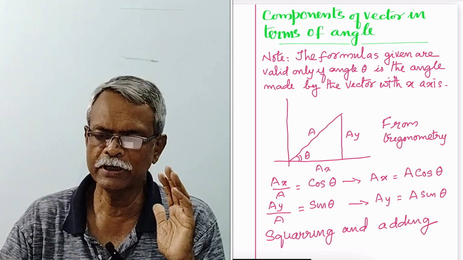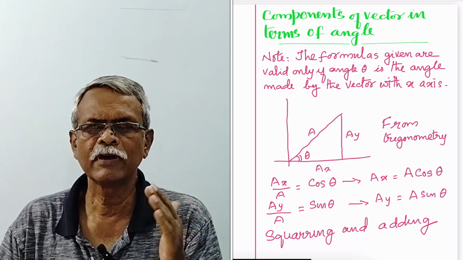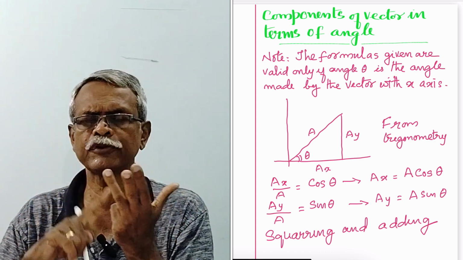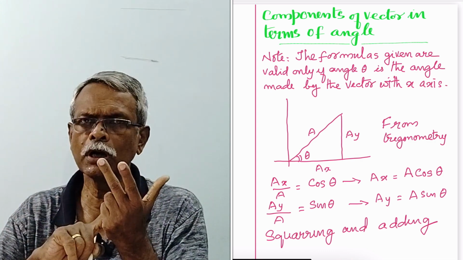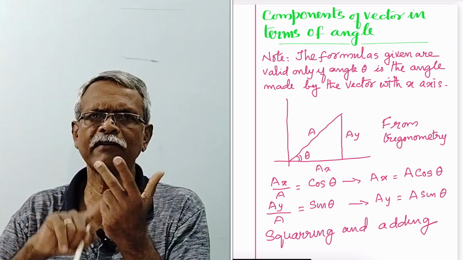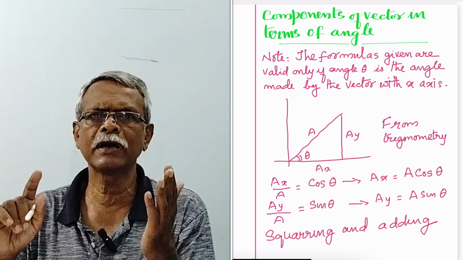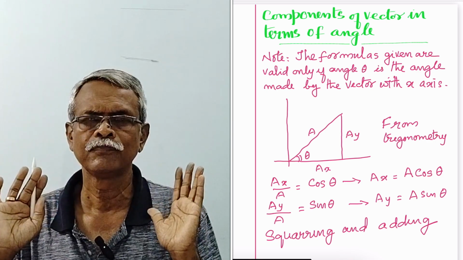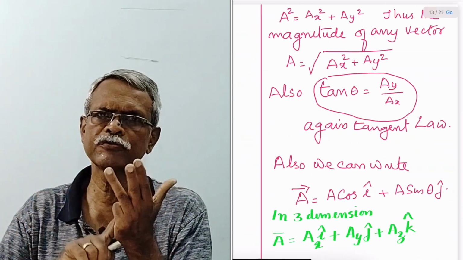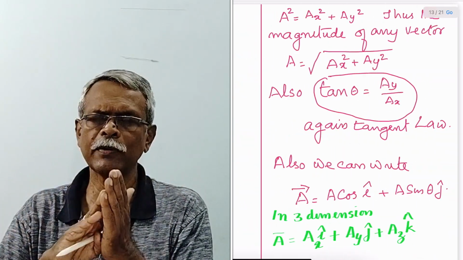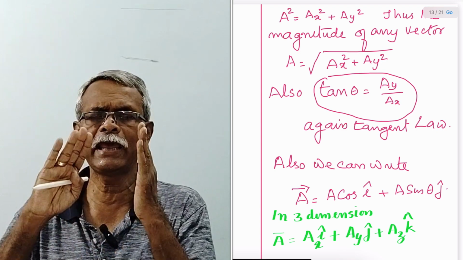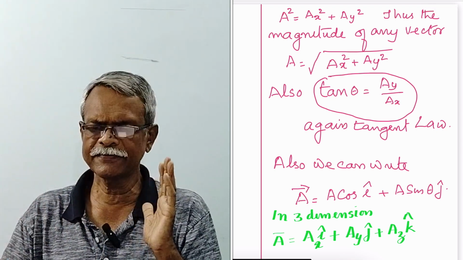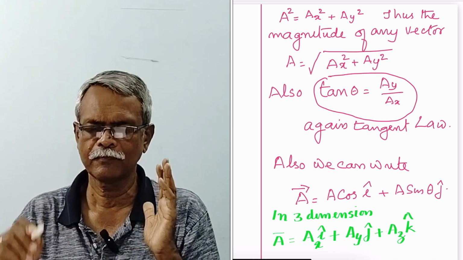Now, using this law, because ax is known and ay is known, A can be written as ax i plus ay j. That is our basic rule. Now ax is equal to a cos theta, ay is equal to a sin theta. Therefore, A can be written as a cos theta i plus a sin theta j.